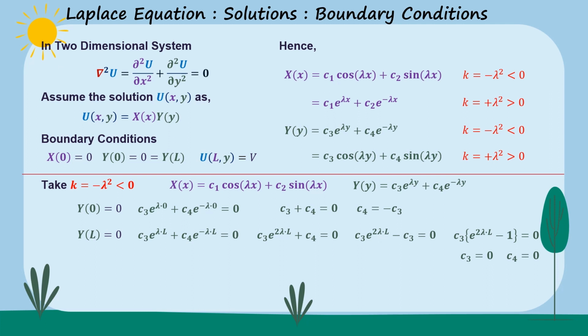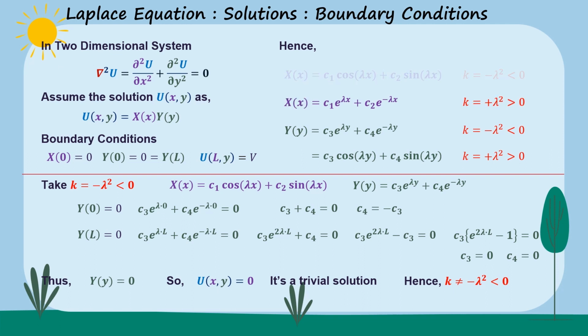So therefore, we get the solution in the domain is the zero solution. So this solution we should not accept. Okay, so it gives you a trivial solution. Generally in this approach we will remove all the possibilities when we obtain the trivial solution. So that's why in this particular problem with this specific boundary condition, k cannot be less than 0.